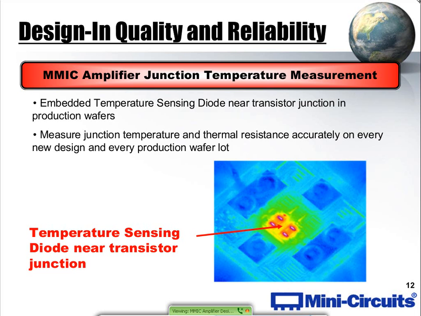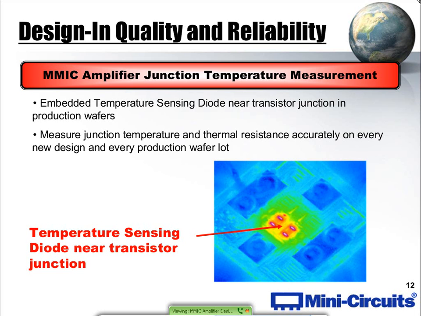What Mini Circuits does is we employ and we embed a diode, a thermal diode, that we monitor the IV characteristics of it near the junction. There's one die per reticle that we sample on a wafer lot basis, and this is the way that we can confirm repeatability lot to lot. And it's that repeatability that gives us the confidence that we can put a highly reliable product in the market.